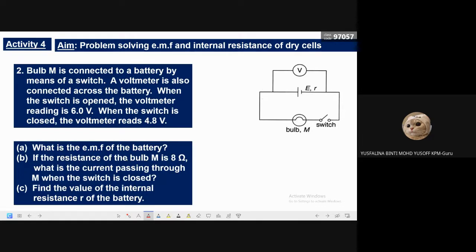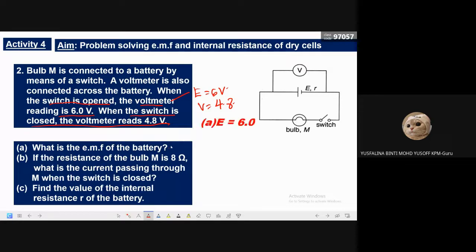Okay, and the next one. The bulb M is connected to a battery by means of a switch, and a voltmeter is also connected across the battery. When the switch is open, it means the current is not flowing, and the voltmeter reading is 6 volt. So this one should be E. E is 6 volt. When the switch is closed, the voltmeter reads 4.8, so V is 4.8. The question asks, what is the EMF of the battery?